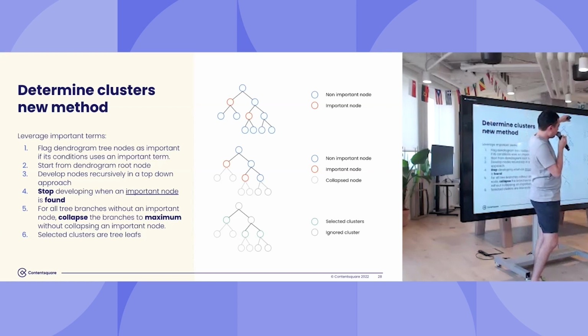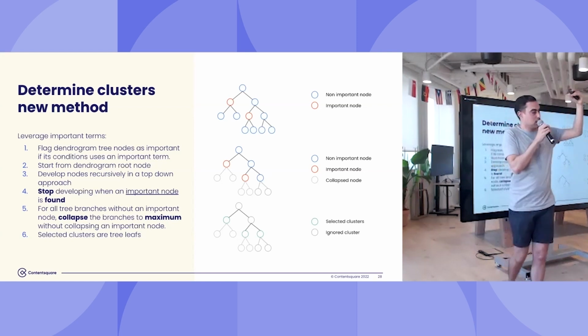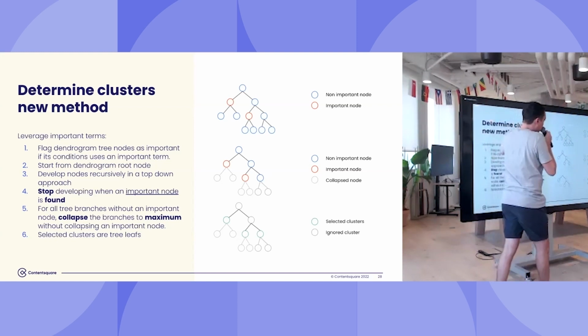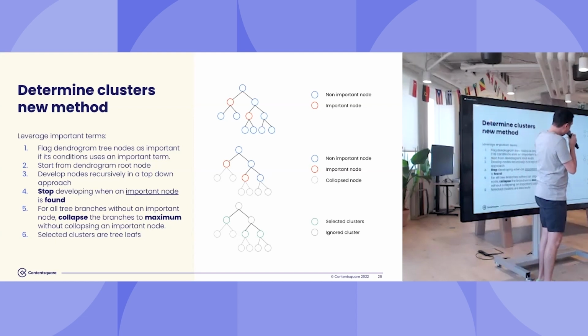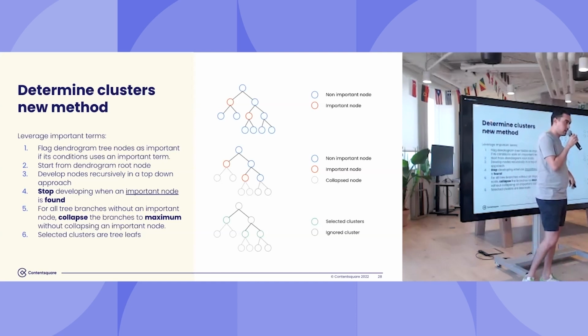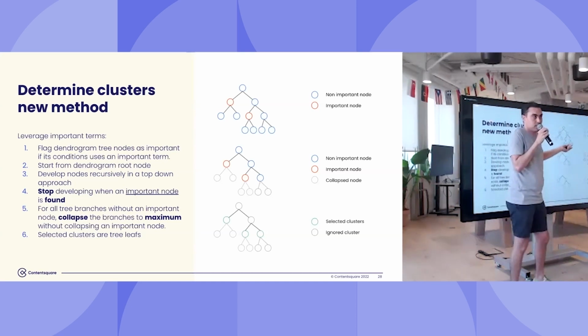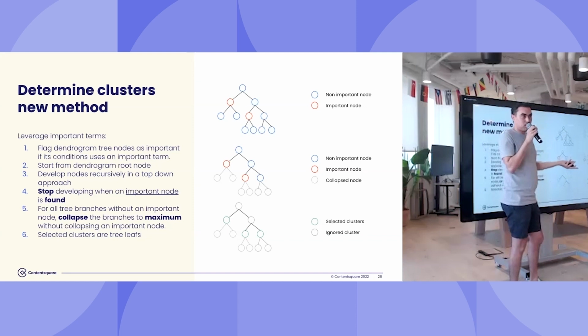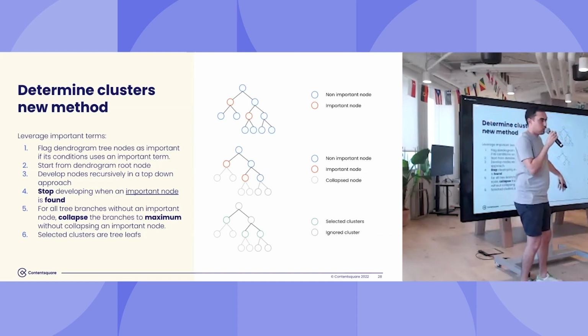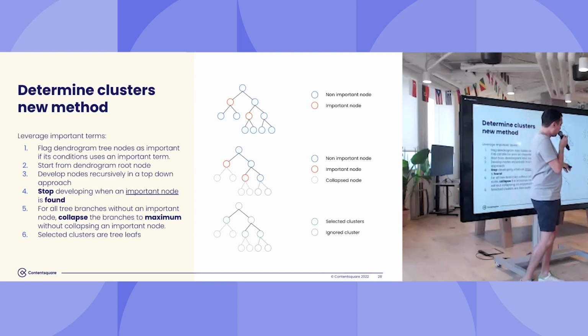We start from the root of the dendrogram, and recursively we develop the nodes in a top-down approach. Each time I stumble across an important node, I stop. For some branches of the tree, I go down to the tree leaf and don't find any important nodes, so I collapse them back. But I don't want to lose my important nodes, so at some point I need to stop.